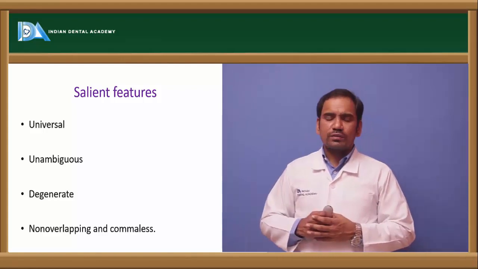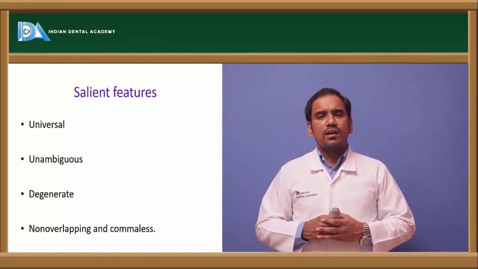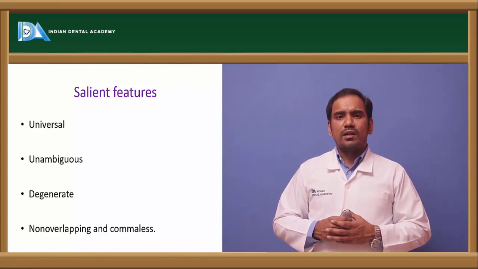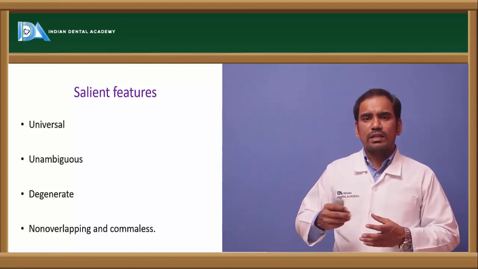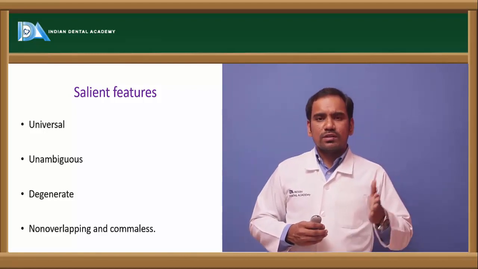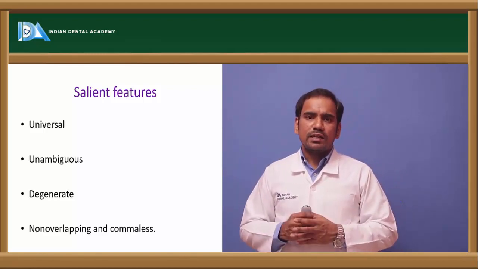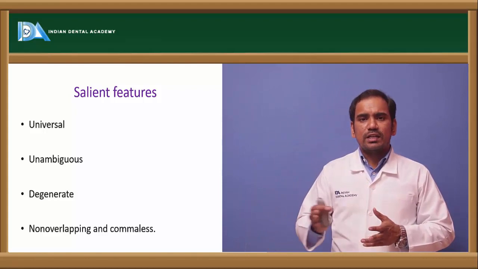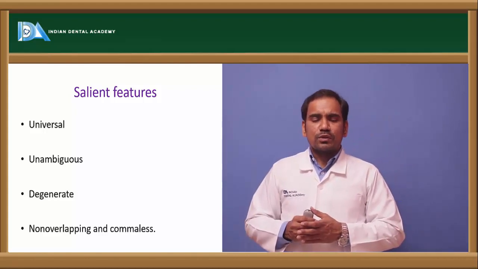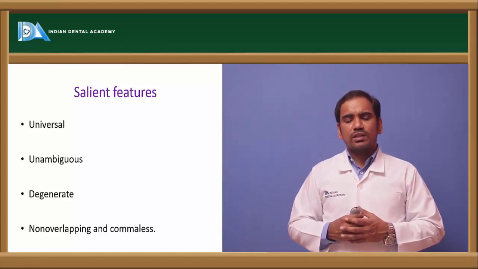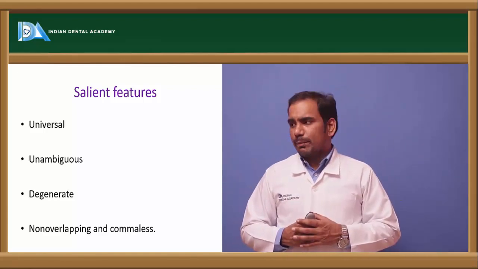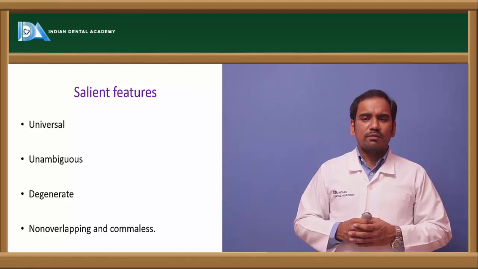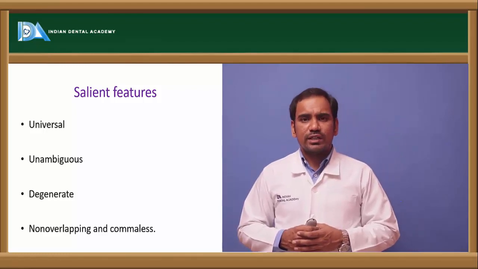The other important feature of the genetic code is that it is non-overlapping and commaless. There are no commas or punctuations when you are reading the genetic code. It starts from the 5' end and ends at the 3' end. So it is a continuous sequence, with no punctuations or commas, and it is non-overlapping. These are the important features of the genetic code.